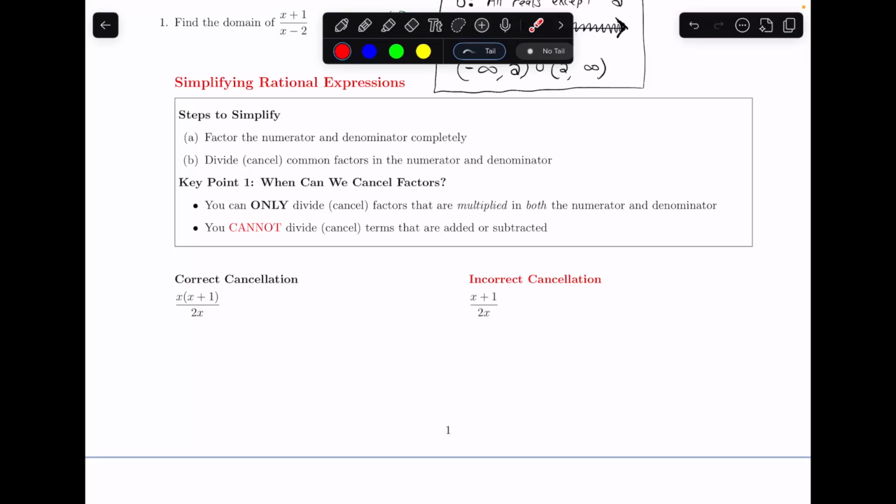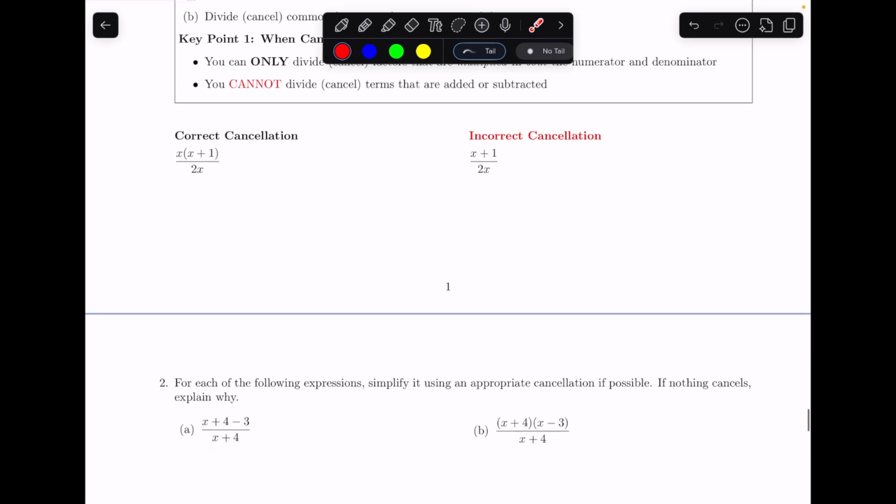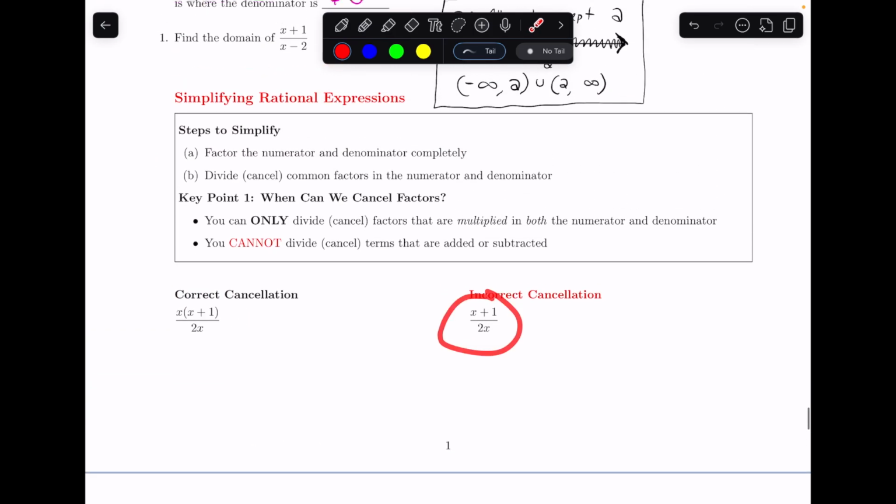In this video, we are going to talk about how we simplify rational expressions. So remember, rational expressions are things like this, where I have a fraction of polynomials. So polynomial on top, polynomial on the bottom. So what are the steps to doing this?